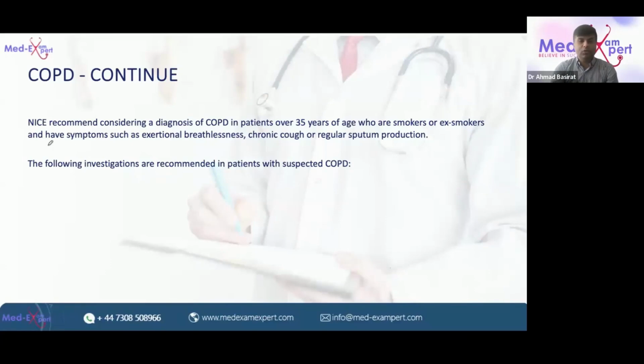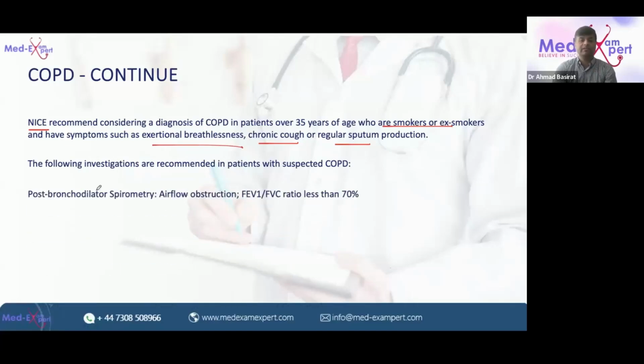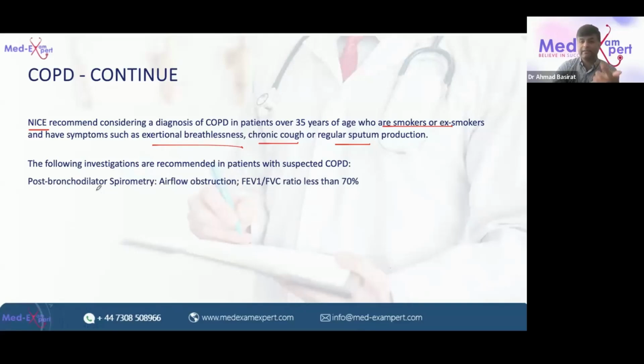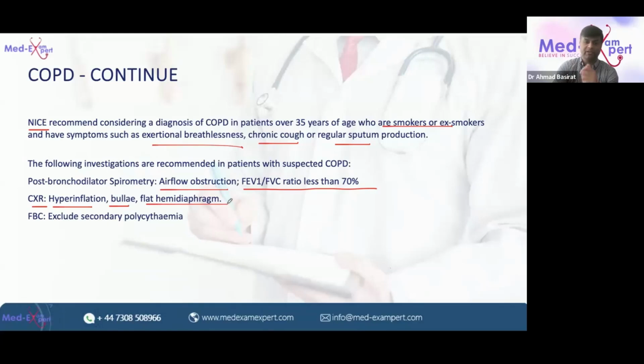NICE is obviously UK based, but we do follow NICE a lot, and NICE recommended considering diagnosis of COPD in patients over 35 years of age who are smokers or ex-smokers. And particularly, obviously, they need to have exertional breathlessness, cough, and sputum. The following investigations are recommended in patients with suspected COPD. The first is lung function test. As I've already told you, you need to have FEV1 over FVC ratio of less than 70%, which shows you have airflow obstruction. Second, chest X-ray, it will show hyperinflation, maybe bulla or flat diaphragm. These are the main things you will see in an X-ray for a COPD patient.